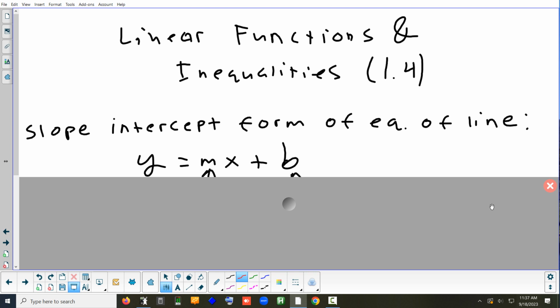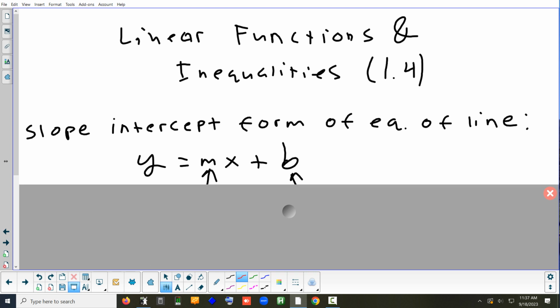What's the m? Slope. And the b? Y-intercept.